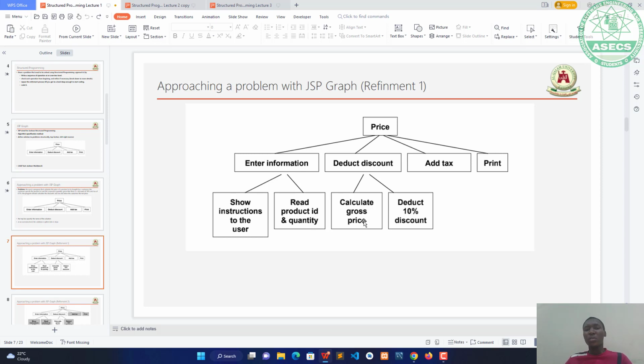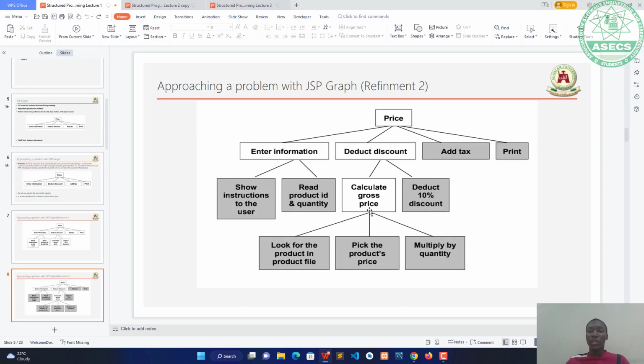But how about this? Calculate gross price. What does that mean? You have to explain to the computer, and to your fellow colleagues or your stakeholders, so that they can understand before implementing this program. And now the next one is what? Deduct 10% discount. So that means this is what? Ambiguous. We have to make it unambiguous and understandable. That means we have to break it down, we have to refine it one more step again.